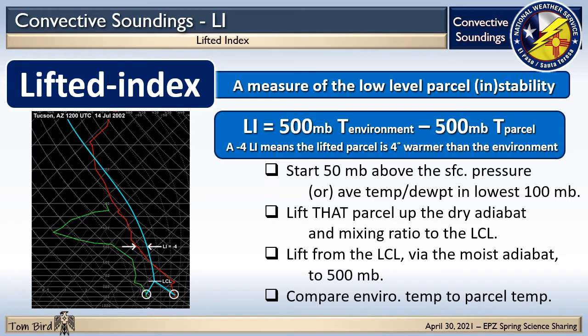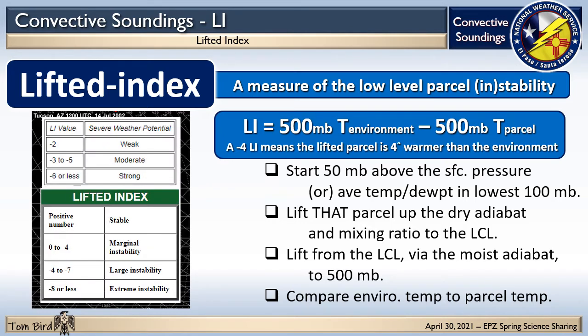And so it looks like this as far as an equation is. It's basically just the 500 millibar environmental temperature minus the 500 millibar parcel temperature. And if the number is negative, that means the parcel is warmer than the environment, which means it's buoyant and would want to rise. So that's basically the lifted index in a nutshell. It's very simple. It starts out pretty close to the surface, and you just lift it up to 500 millibars and see if that parcel at that level is unstable or not.